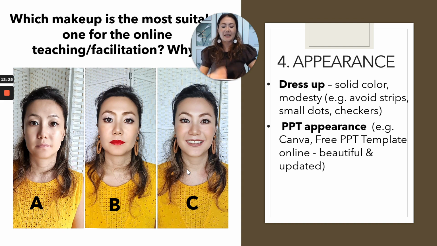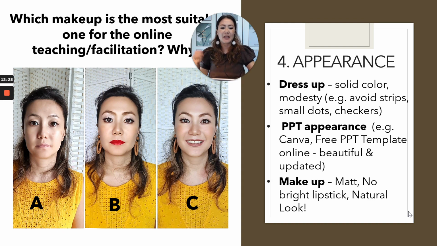So C is more natural. You're trying to stick with matte makeup and no bright lipstick, or a more natural look. And if you're interested, I'm sure there are lots of videos out there teaching you how to do the Zoom makeup.